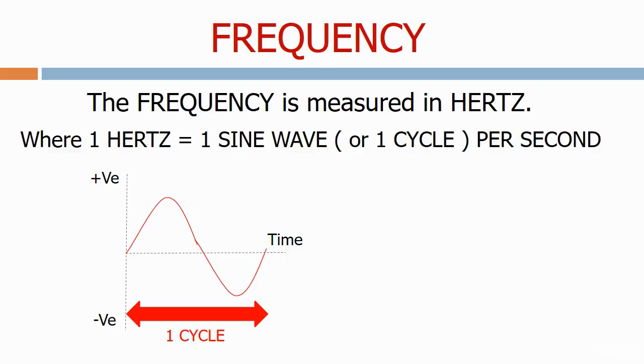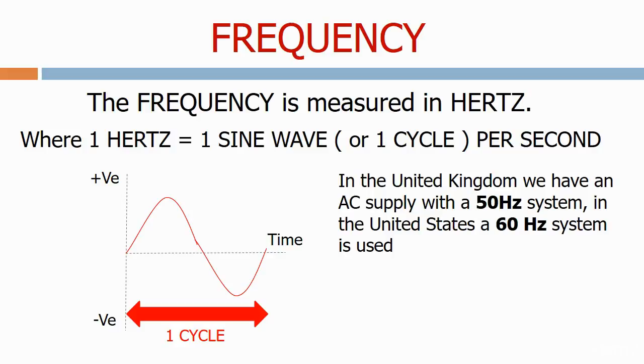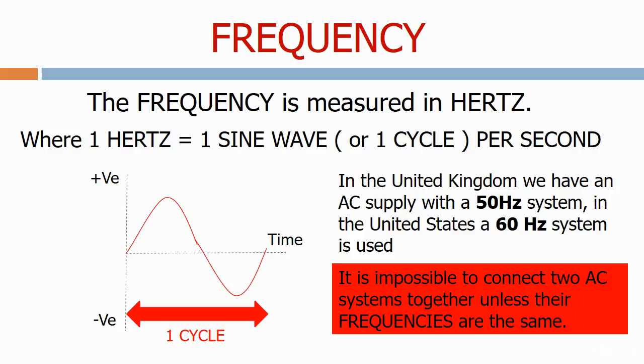Here's 1 cycle. 1 cycle of a sine wave is when it goes from positive to negative. In the United Kingdom, we have an AC supply with a 50 Hz system. In the United States, a 60 Hz system is used. It is impossible to connect two AC systems together unless their frequencies are the same.